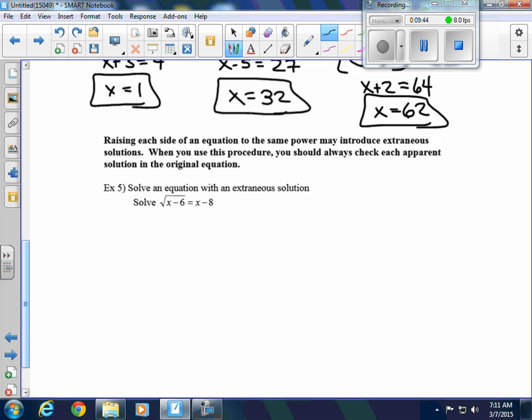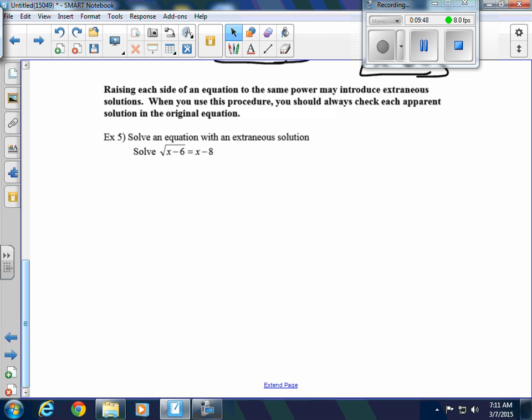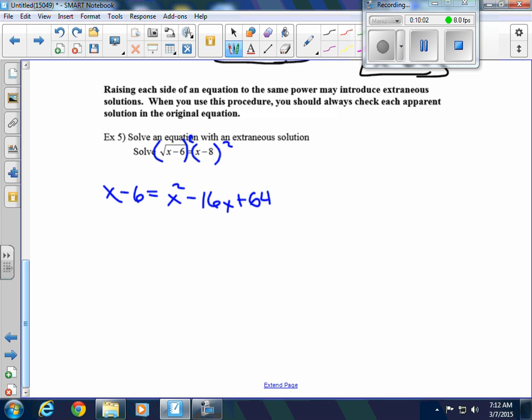We're going to do the same thing. Everything is exactly the same. So we're going to take this and we have a square root, so obviously we're going to square both sides. So this is going to be x minus 6, and then the right is going to be x squared minus 16x plus 64. Remember, this really means x minus 8 times x minus 8.